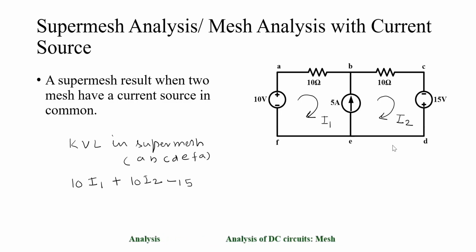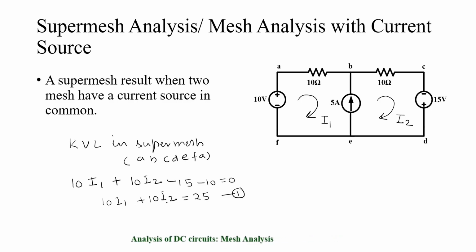And after traveling over here in clockwise direction, I am reaching up to minus 10. So here I'll write down minus 10, and it will be 0. So 10 of I1 plus 10 of I2 will be 25. This is your first equation.